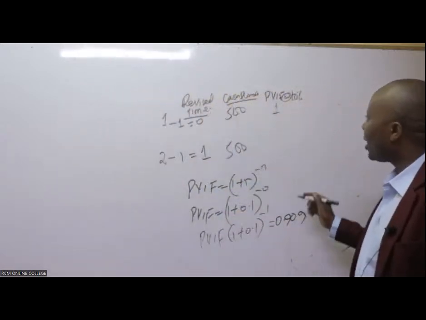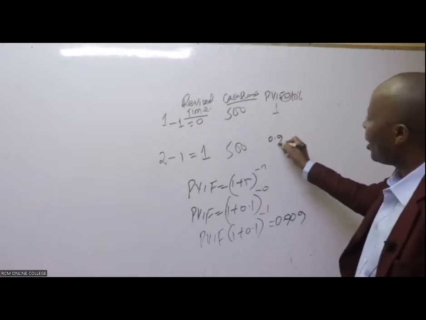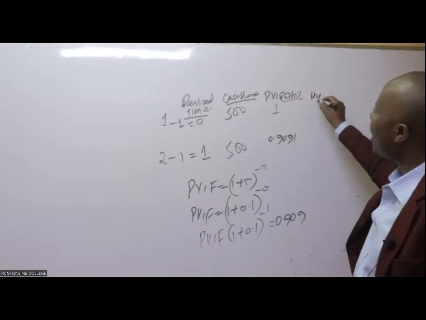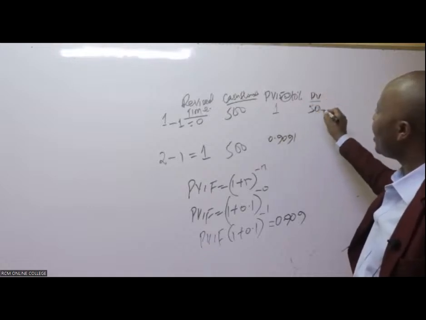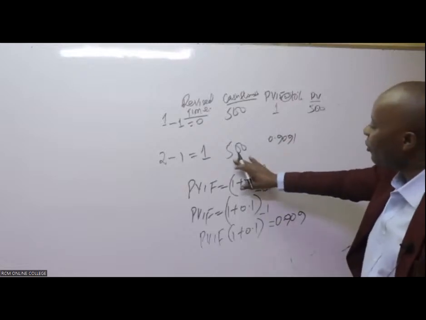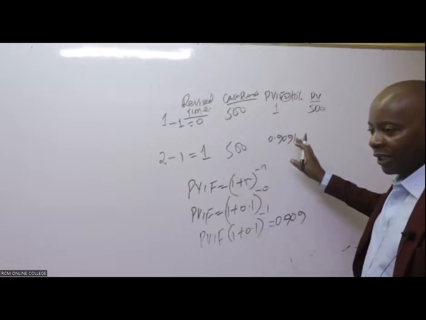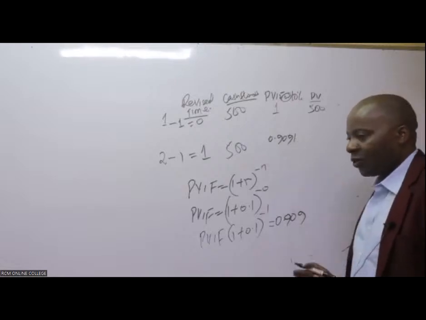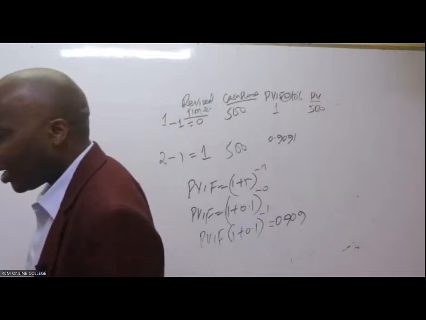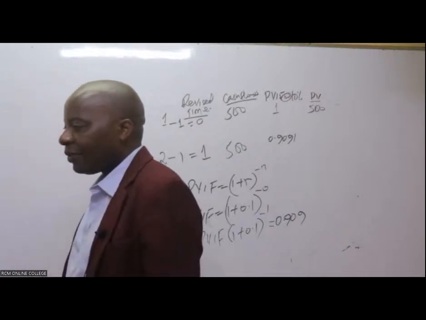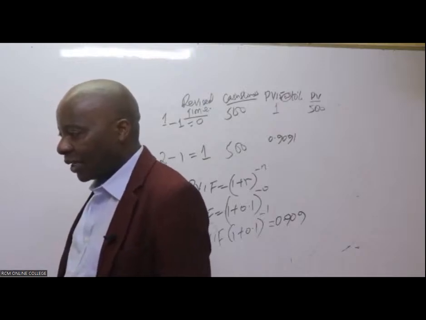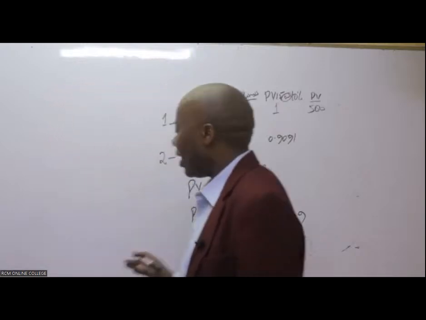So could we kindly put this figure here, please? 0.9091. I know you have not understood anything, but can you kindly just write this, and then give me a thumbs up once you finish writing. So what is 500 times this? 500 times 0.9091 gives me what figure? Somebody. 454.55.